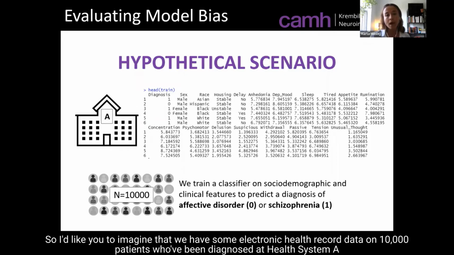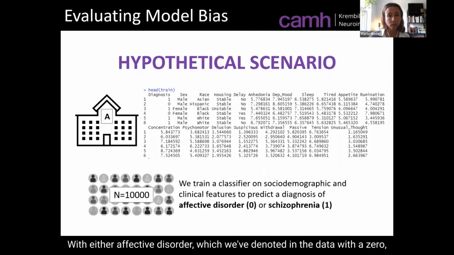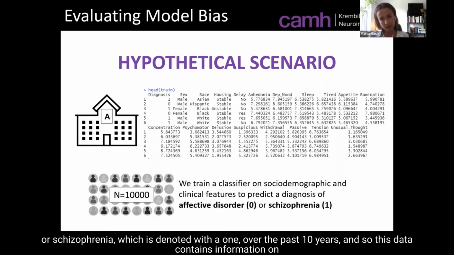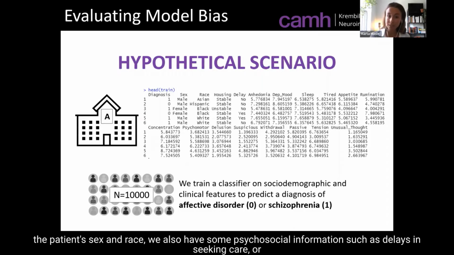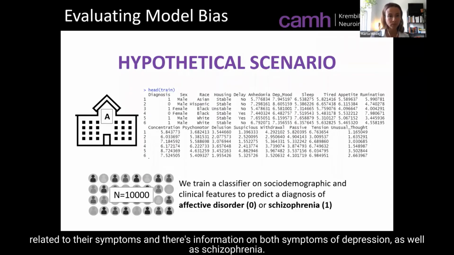So I'd like you to imagine that we have some electronic health record data on 10,000 patients who've been diagnosed at health system A with either affective disorder, which we've denoted in the data with a 0, or schizophrenia, which is denoted with a 1, over the past 10 years. This data contains information on the patient's sex and race. We also have some psychosocial information, such as delays in seeking care or their housing status. And then we also have information from clinical assessments related to their symptoms, and there's information on both symptoms of depression as well as schizophrenia.